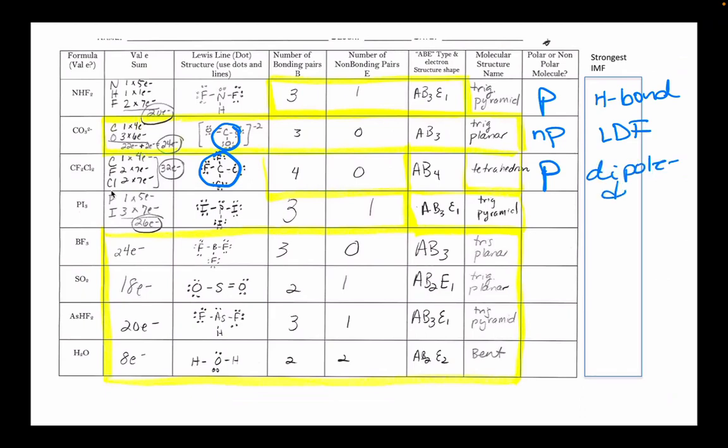So that's how you have to look at the molecules. So you have to determine the polarity. If it's nonpolar, it's only LDF. If it's polar, it's either dipole-dipole or H bond.